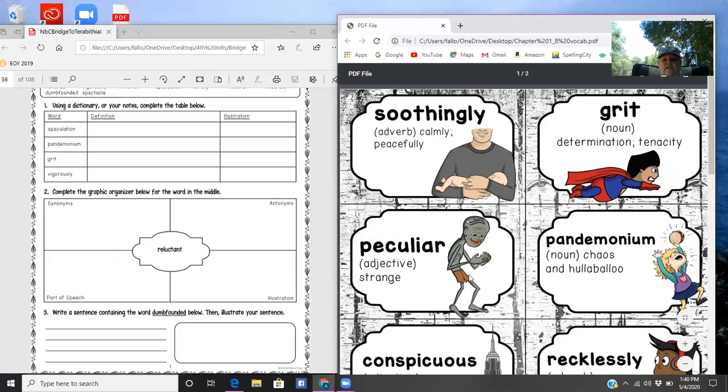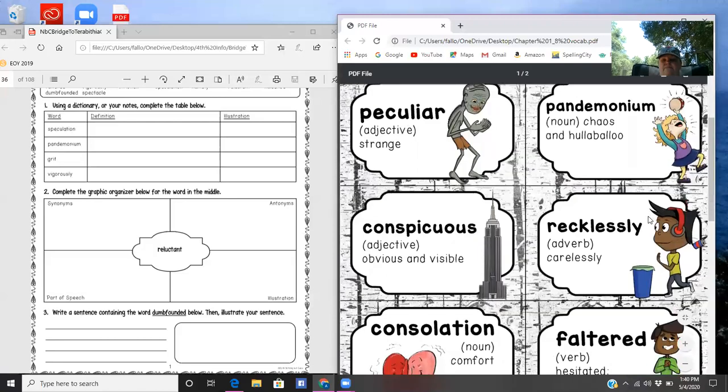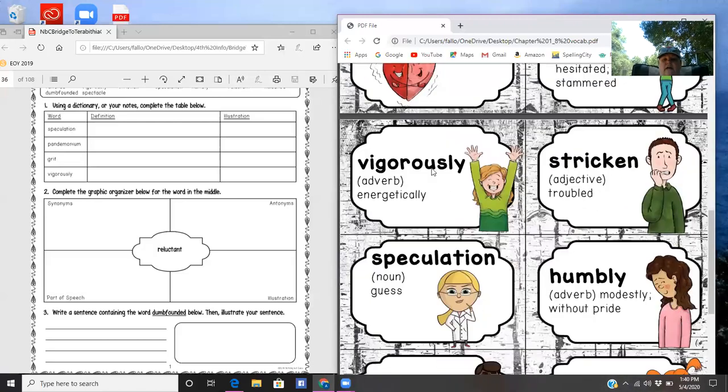And the last word is vigorously. So we're going to find here is vigorously and the definition, and it gives us a little picture that shows it.